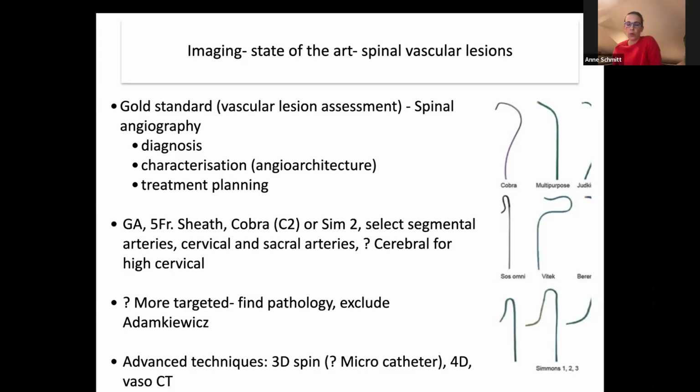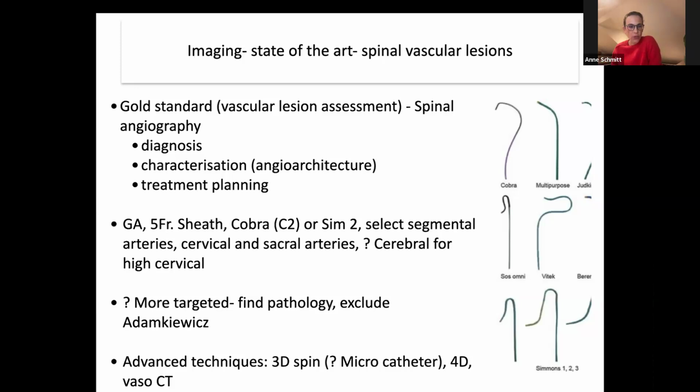What also is very important is to find the pathology, but also to exclude Adamkiewicz. So once we've identified the dural AVF or the AVM, we also need to check that there isn't any significant spinal cord supply at the level, or the level above or below. Once we've excluded Adamkiewicz, I think we can be happy with that.